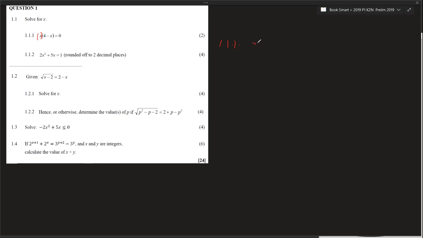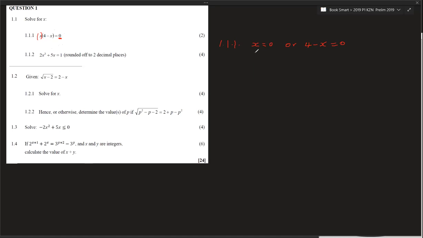So I'm going to say x equals 0 or 4 minus x equals 0. You take the first bracket and say it equals 0, the second bracket equals 0. If you have three brackets, you take all three and equate them to 0. You solve them separately, but you can only do the separation method if you have 0 there. Otherwise, you'll have to multiply in and get a quadratic and so on.